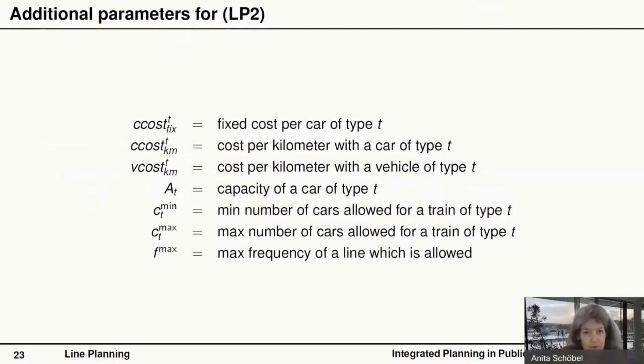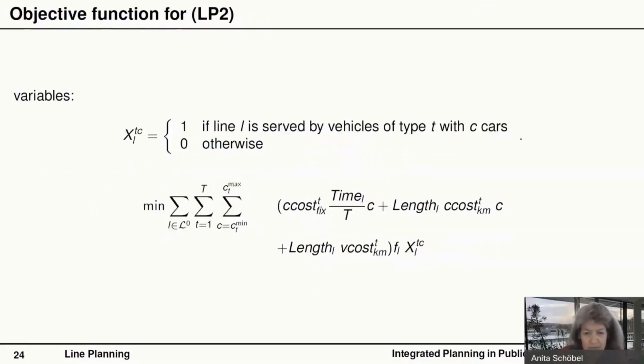So if you would like to include more parameters in the costs, for example, fixed costs per car of type T, costs per kilometer with a car of type T, so you can have different types. A larger bus is more expensive than a smaller bus. It also might have more costs per kilometer. The capacities depend on the type, and the number of cars that are allowed for different train types might also be different. So you can include a lot of other parameters if you like.